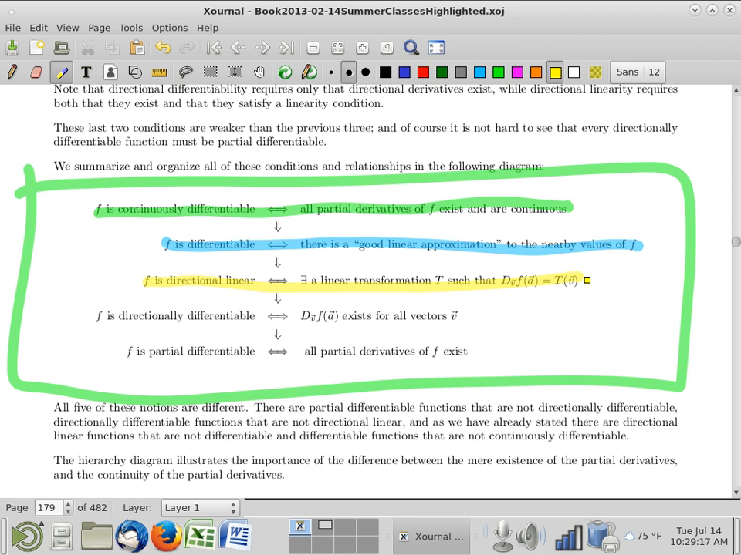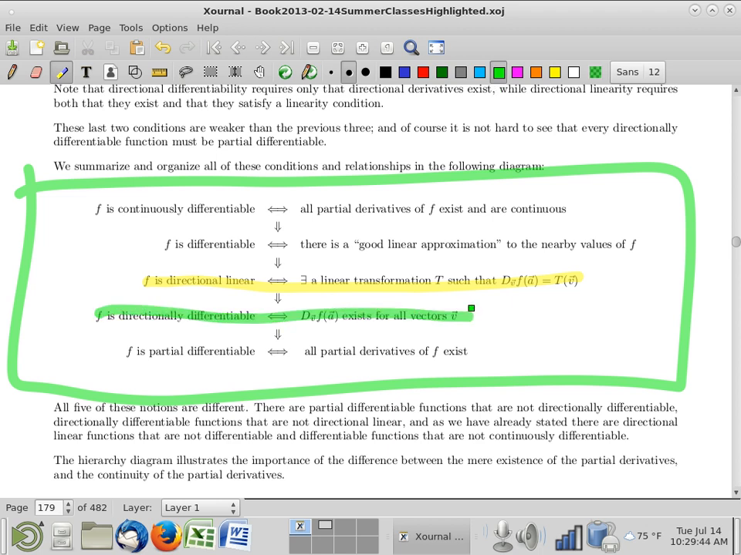So these are all different notions. Interestingly, though, they nest. They stack one on top of another. Every continuously differentiable function is differentiable. We just talked about that. Every differentiable function is directional linear. We talked about that a few minutes ago. And then the hierarchy continues. Every directional linear function is what I'm going to call directionally differentiable. In other words, the directional derivatives all exist. That's a silly observation. If they all exist and are linear, then they all exist. Not a deep observation.